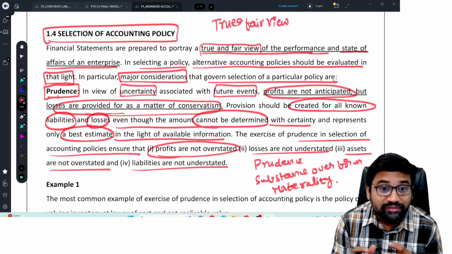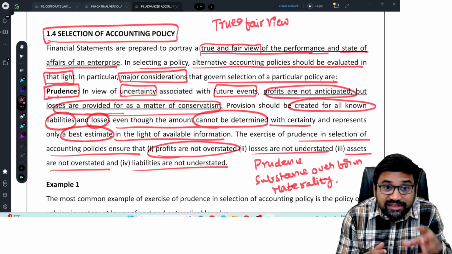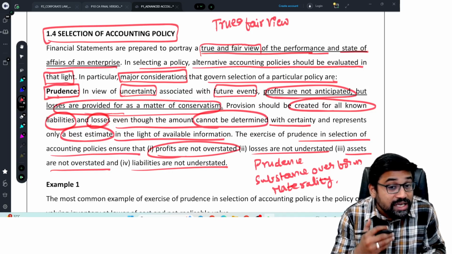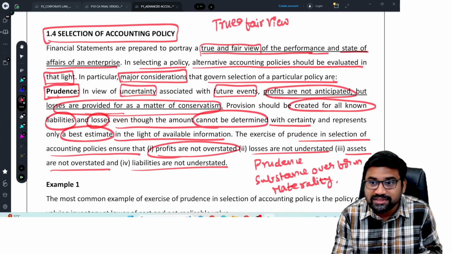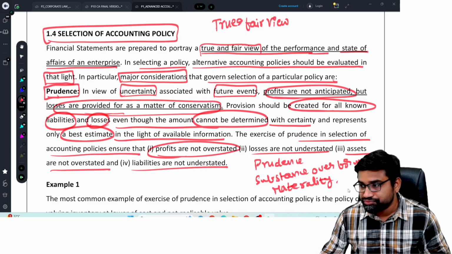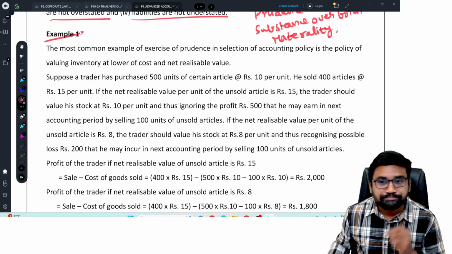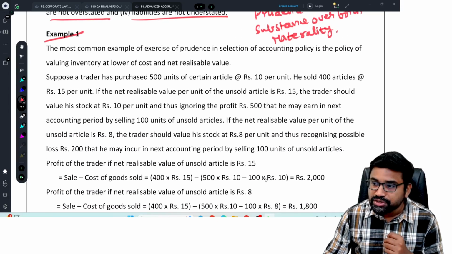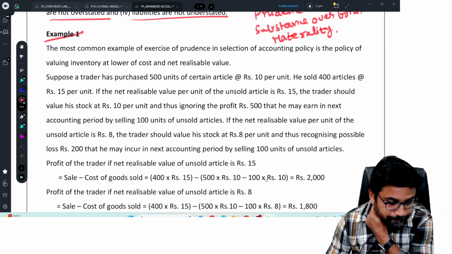That means whenever an organization is selecting an accounting policy, they should keep in mind whether the policy they are selecting in the preparation of their financial statements is overstating any assets. Is this policy overstating my profits? If that is the case, we should not follow such policies. Now, in the study material, sir, they have given one beautiful example. This example can be given as an MCQ. So see this example, we'll discuss it, very, very important.